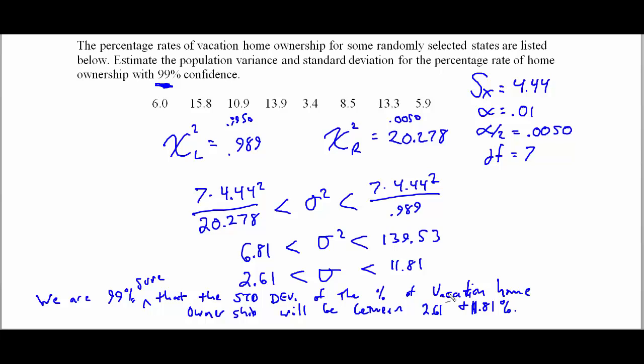So due to the sample size and the variation of this data and our desire to be 99% confident, this gives us a pretty big width for our standard deviation.